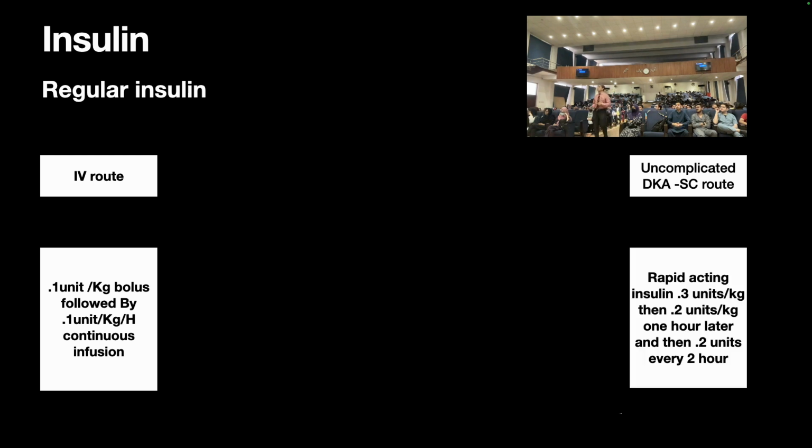When the patient has uncomplicated DKA, there is not much of a problem. If the patient has presented early, you can use the subcutaneous route. You can use rapid-acting insulin 0.3 units per kg, then 0.2 units per kg 1 hour later, and then 0.2 units per kg every 2 hours. That is the situation when there is mild DKA with no complications. But I have not seen such patients; they come very infrequently. Most patients who reach you are usually in advanced DKA and dehydrated, so there you need to give intravenous insulin.